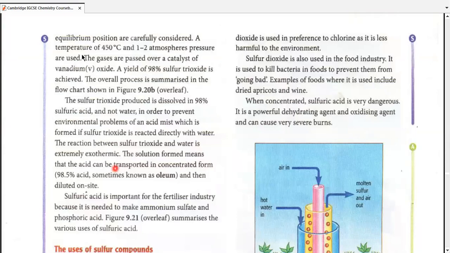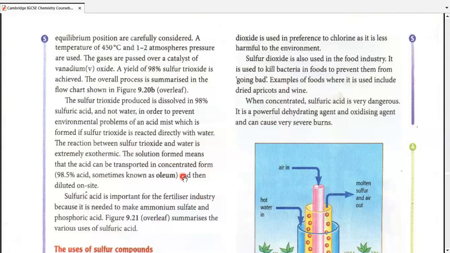Those conditions were a temperature of 450 degrees centigrade, 1 to 2 atm or atmospheric pressure. The gases are then passed over a catalyst. The catalyst was vanadium(V) oxide. The gases that didn't react were recycled until we obtained a yield of 98% eventually, just like we did back in Haber's process for the production of ammonia. So the flowchart will be given on the next page. We'll discuss that later, right?